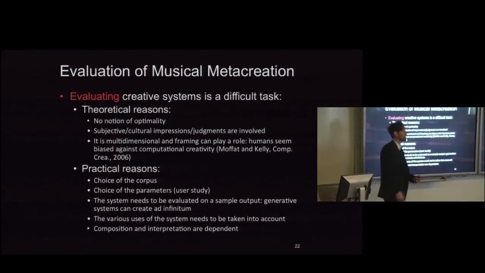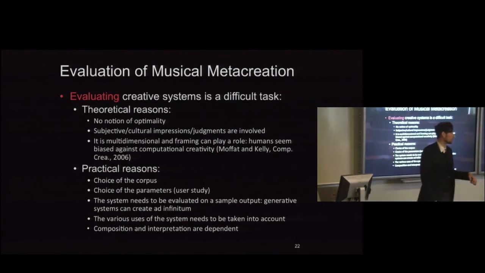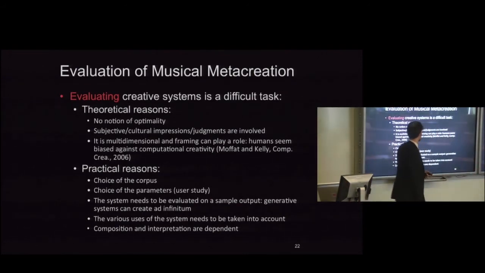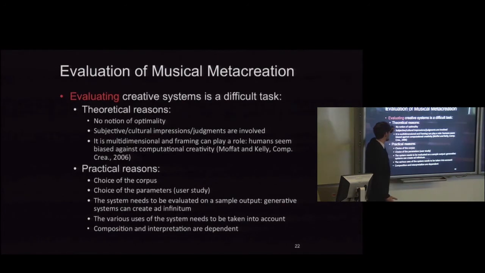So if you calculate the diagonal of a square room, the optimal solution is given by the Pythagorean theorem, and the way we measure how good your solution is, is by comparing it to the optimal solution. In our case, we don't have a notion of optimality. On top of that, people might differ in their evaluation, and actually they do. We do not all like the same music, so there's subjective, cultural impression and judgment involved.